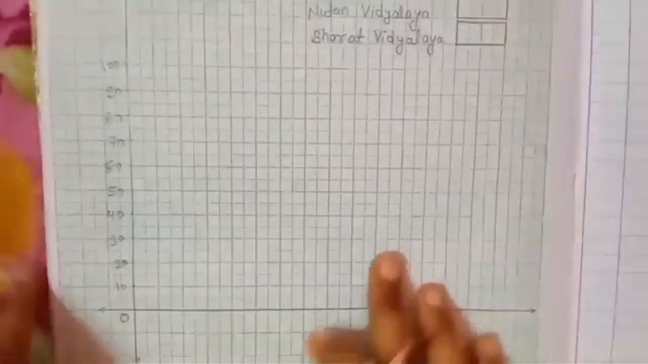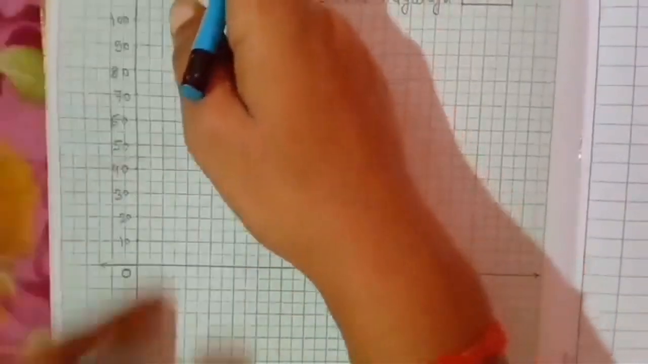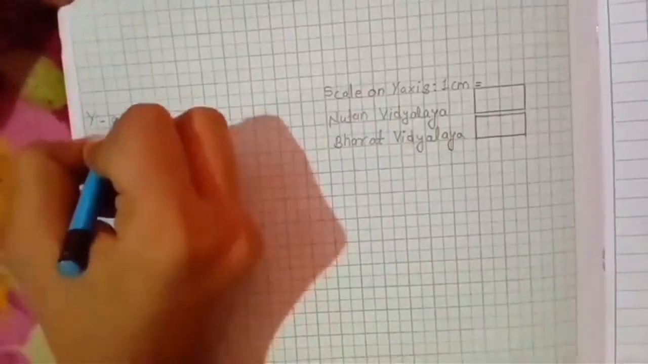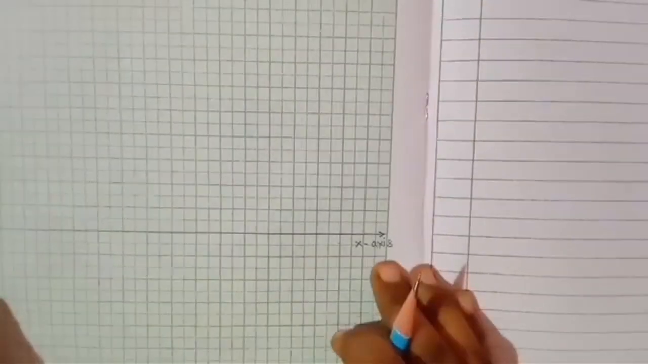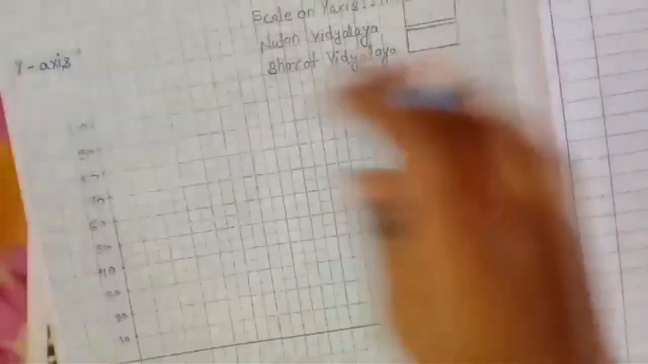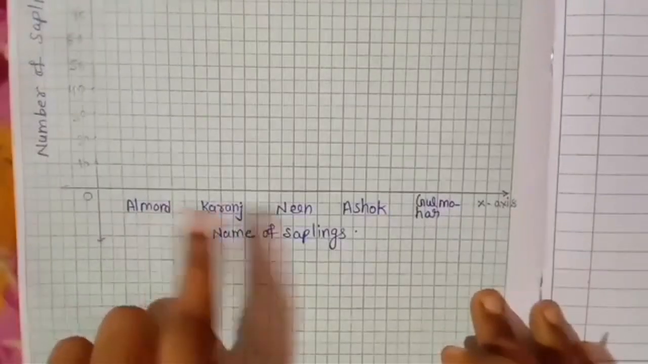So to draw this joint bar graph, first we will draw x-axis and y-axis. In y-axis, we will write down the numbers starting from 10 to 100. And in x-axis, we will write down the names of the trees. So in our question, the first tree which is given is almond. So we will write down almond on x-axis. And in same way, we will write down the names of the trees which is remaining on x-axis.